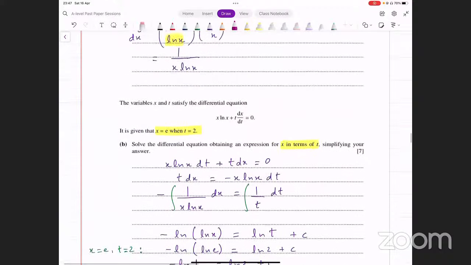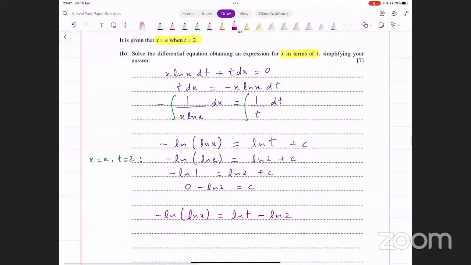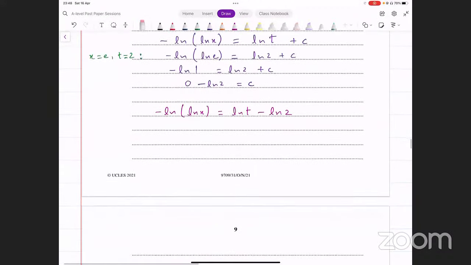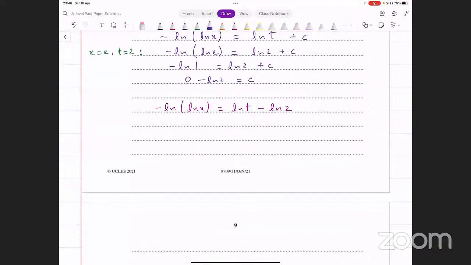But you need a specific form in your final answer, and that is x in terms of t. x को आपने subject बनाना है, x को subject बनाना है और फिर आपको simplify भी करना है अपने answer को. So how do you make x the subject now? आपने logs को remove करना है किसी तरह से, ठीक है? logs को कैसे remove करें?